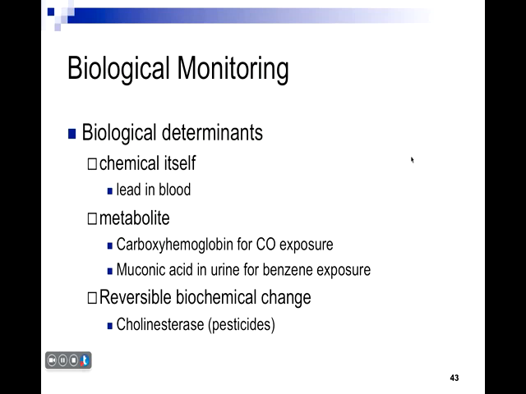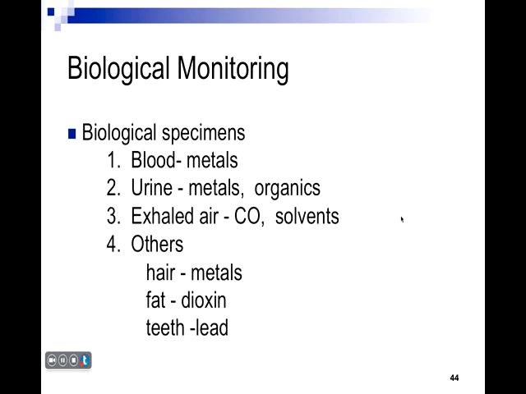Or in some cases, like for organophosphate pesticides, it's very difficult to measure the levels that cause problems in vivo, inside the body. So you will pick a reversible biochemical change, like an enzyme that they inhibit, and these particular pesticides will inhibit the enzyme cholinesterase, and you can measure the amount of cholinesterase inhibition as a way of biological monitoring. So there's different strategies that can be used for biological monitoring.